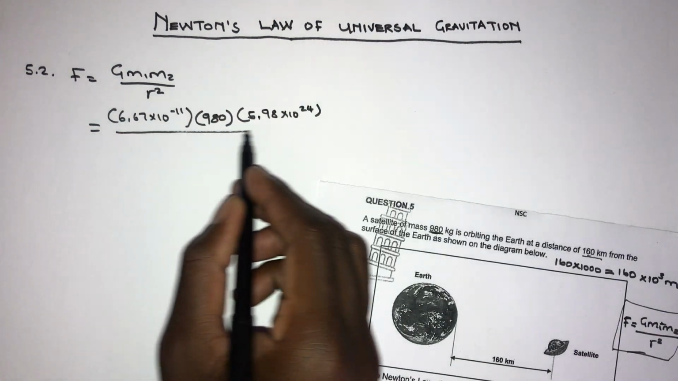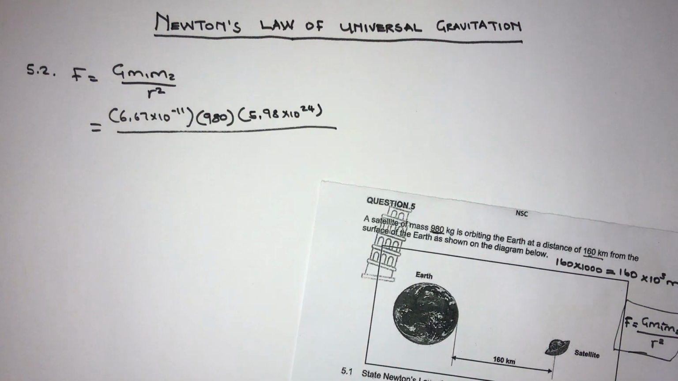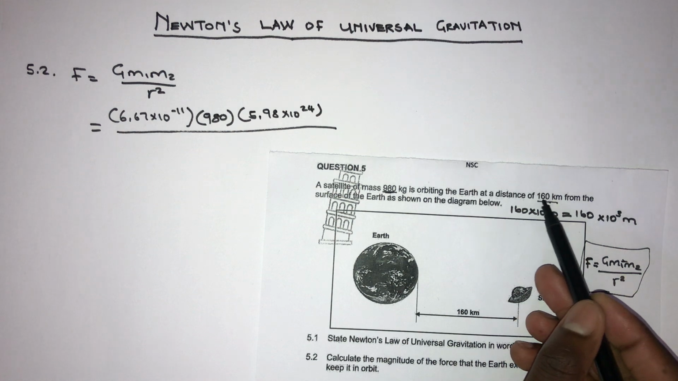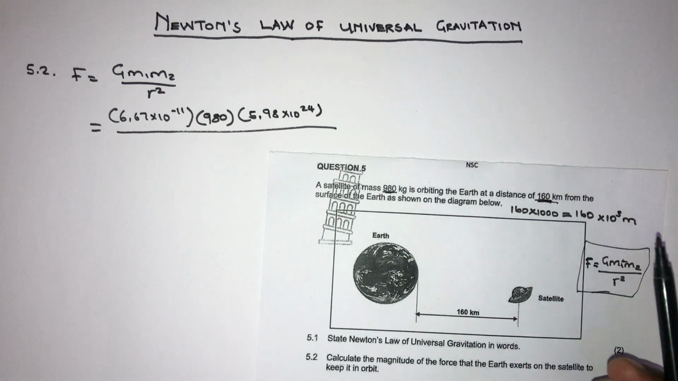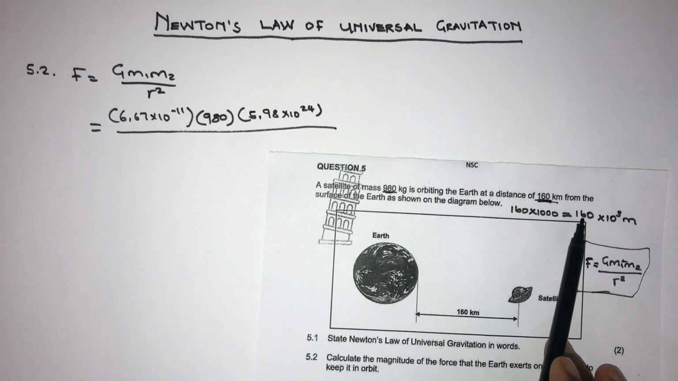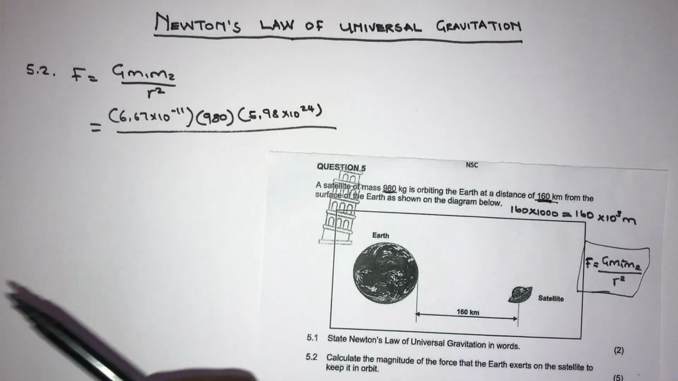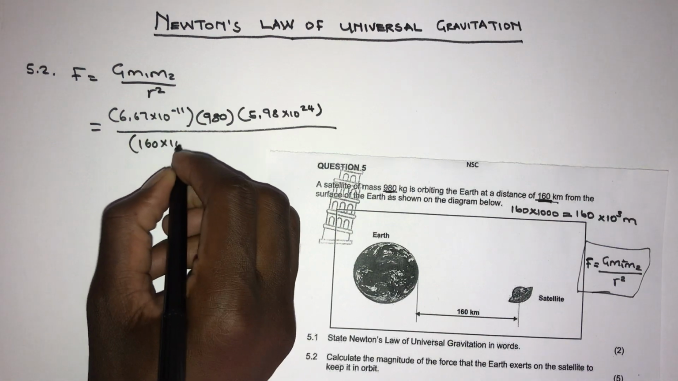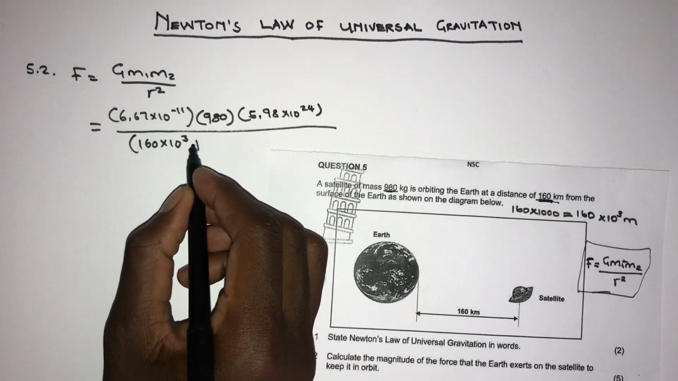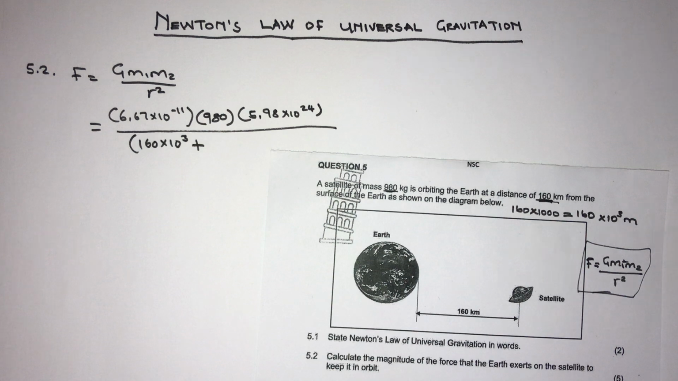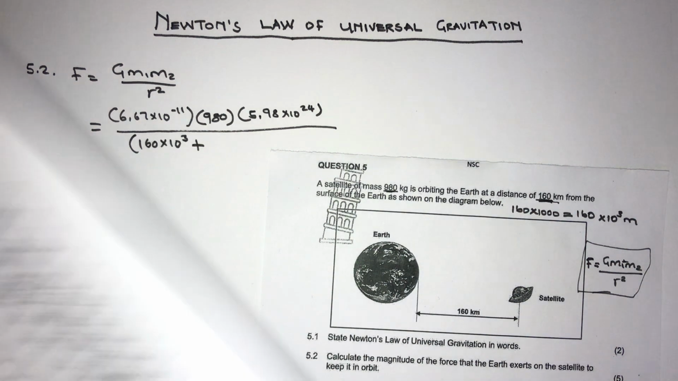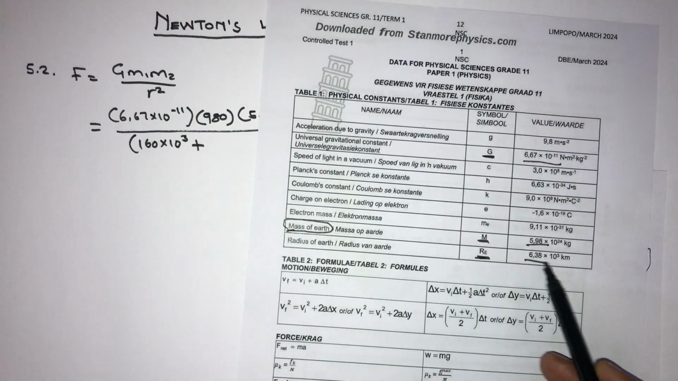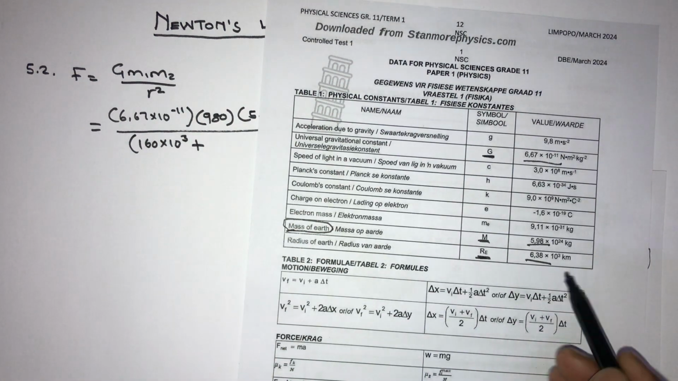And then we divide. Now, what is the distance between the Earth and the satellite? The distance they said is 160, so we converted it to 160 times 10 to the power 3 plus. Why plus? Because we're talking about the Earth here. And what is the radius of the Earth? The radius of the Earth is 6.38 times 10 to the power 3.